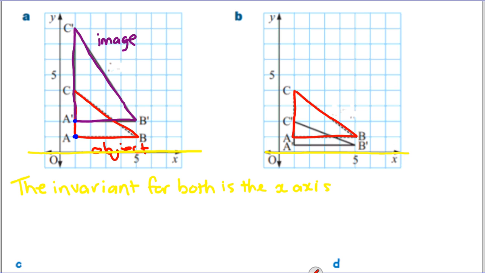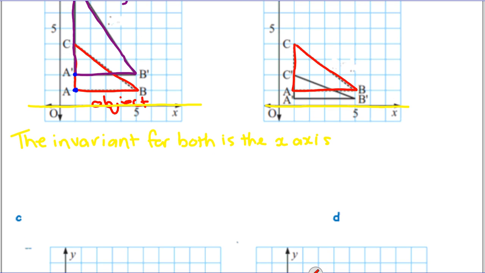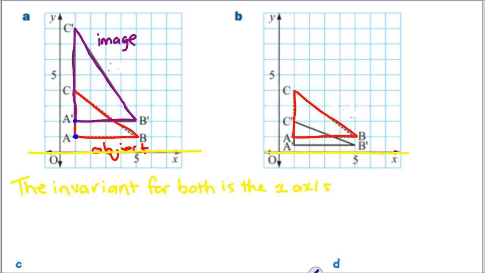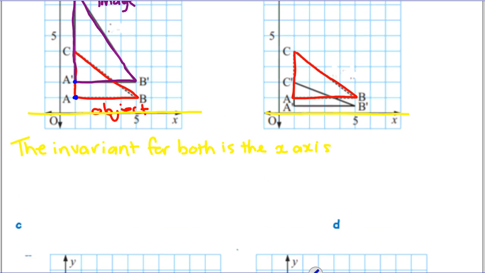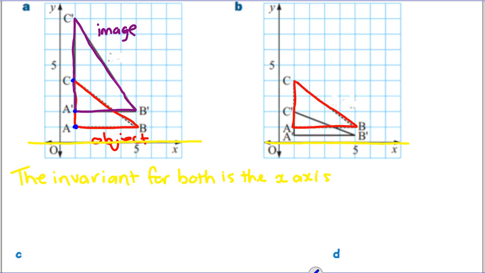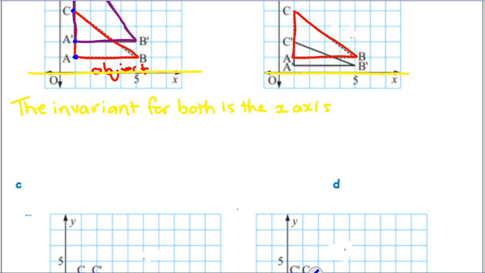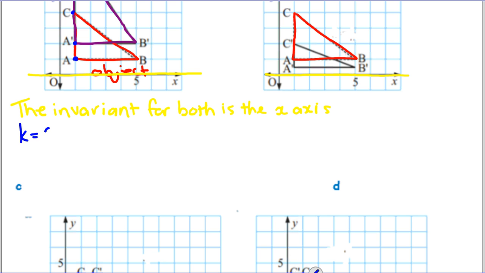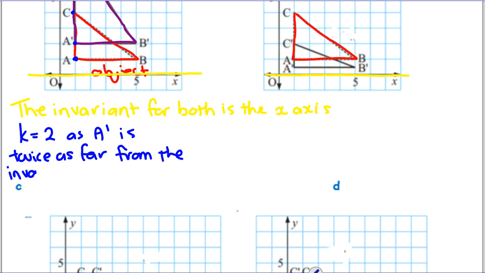But what's our scale factor? Our scale factor for the first one is, going from A to A dash, it doubled. And going from C to C dash, the distance from the invariant line doubled. C is 4 units away, C dash is 8 units away. Going from B to B dash, the distance from the invariant line doubled. So we can say K equals 2, as for example, A dash is twice as far from the invariant line as A.